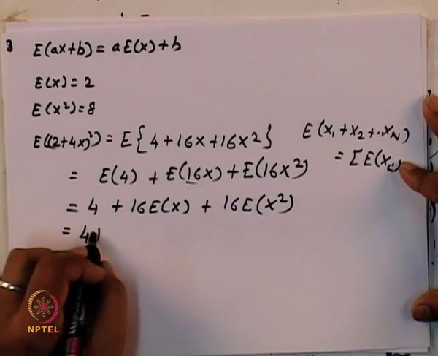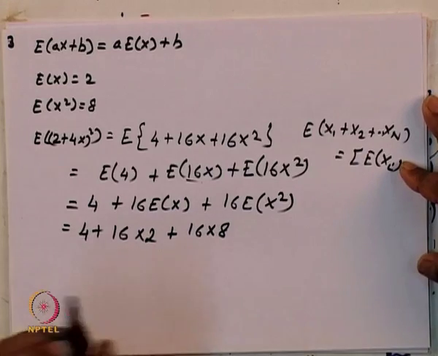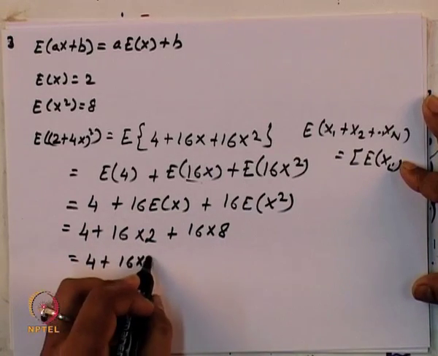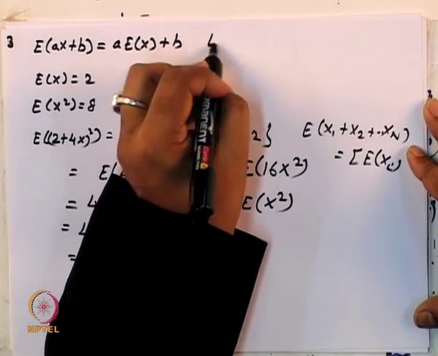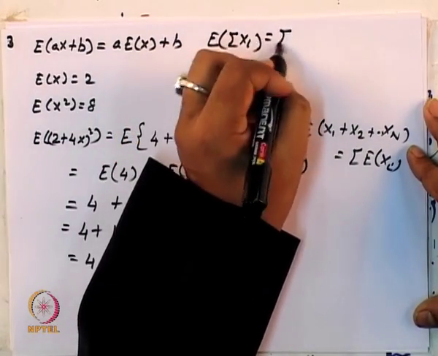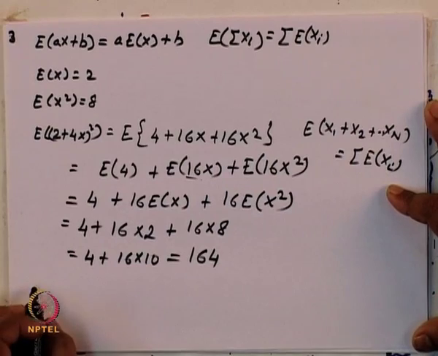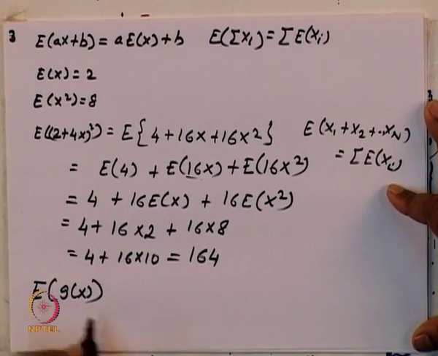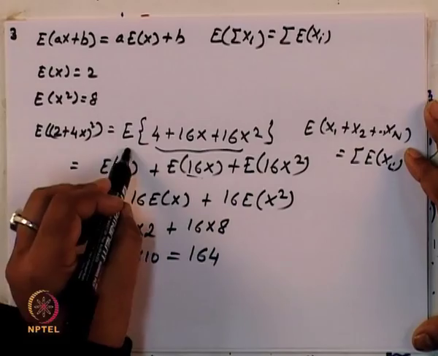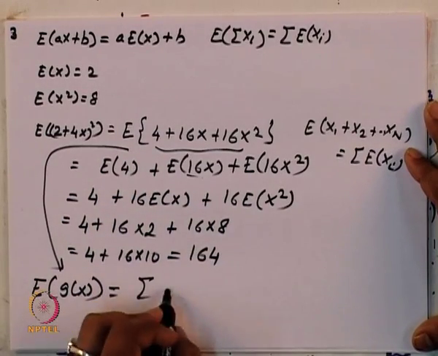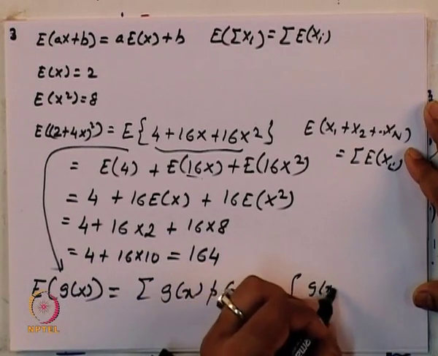So 4 plus 16 into expectation of x, which is 2, plus 16 into 8. So it is 4 plus 16 into 10, equal to 164. So I can make use of the identity E of summation of xi is equal to summation E of xi, or I can break it down. I also have the following thing: if you have a function E of g(x), actually this we broke it down, but this is more like E of g(x) is summation of g(x) p(x), or integral g(x) f(x) dx.